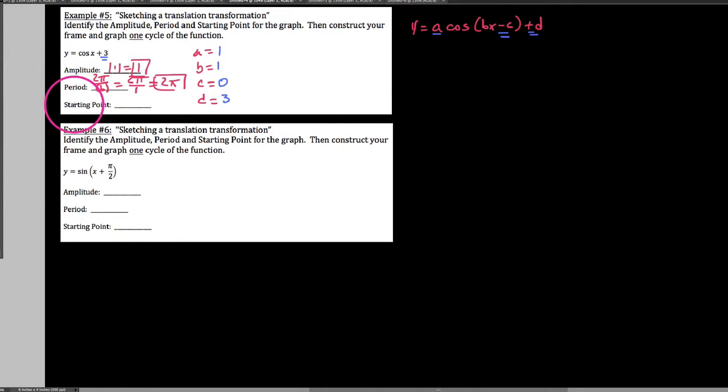So the starting point is c over b comma d. c over b, in this case, we're going to get 0 over our b value of 1. But our d value is actually going to be 3, which means that this graph really is the same as the parent function, but shifted up 3.